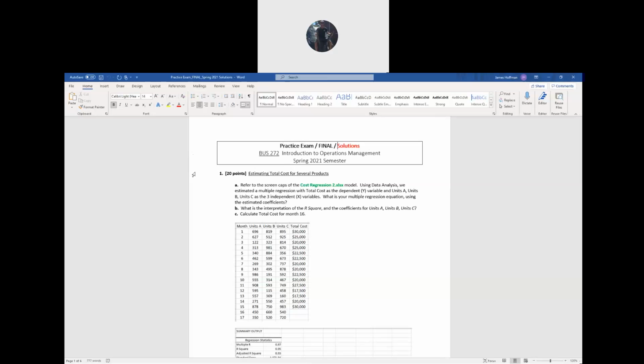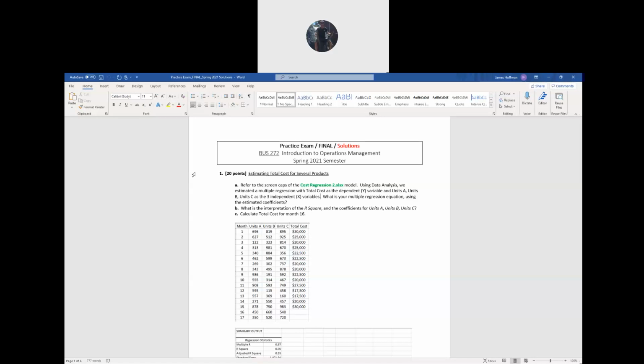So here's the practice exam for the final. Question number 1 will be a multiple regression question from the cost regression 2: estimating total cost for several products. Let's look at the screen cap for cost regression 2. You'll get one of those. First, using data analysis, we did a multiple regression, similar to what we did in class in Excel, where total cost is the dependent variable, and units A, units B, and units C are the 3 independent variables. So how is total cost affected differently by producing the 3 different products?